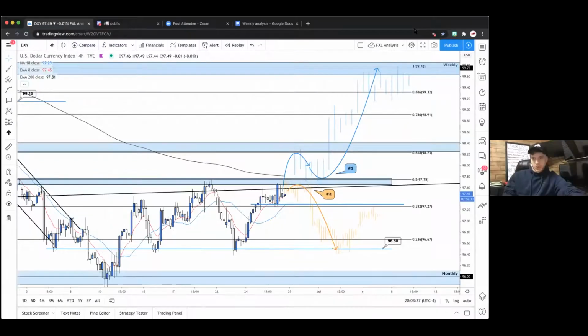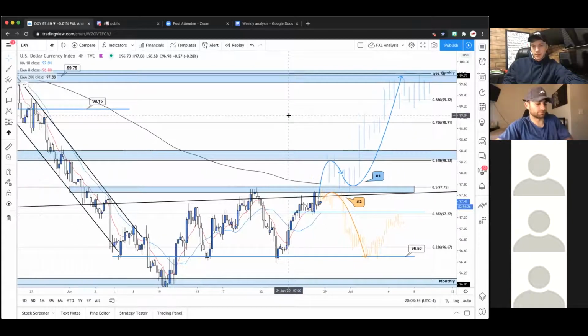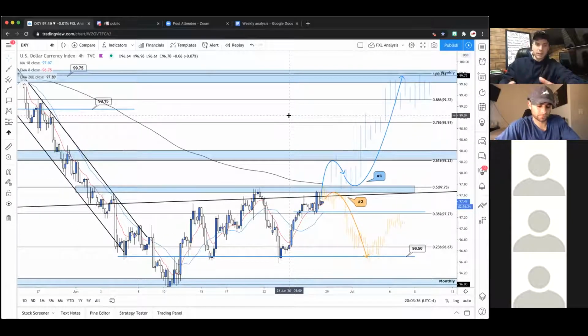Awesome, guys. As you know, we always like starting off on DXY, the U.S. dollar currency index. This essentially shows the strength of the U.S. dollar, and we look at this specific index because the U.S. dollar makes up 80% of all trade in the forex market. It's also considered the reserve currency of the world, so it's always good to pop onto this chart and see what's going on.